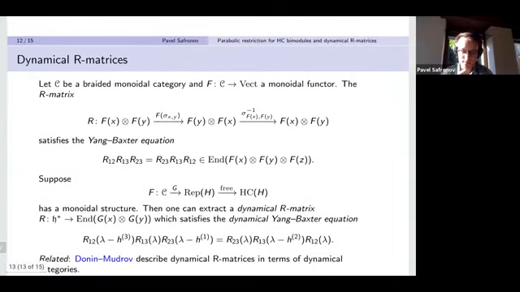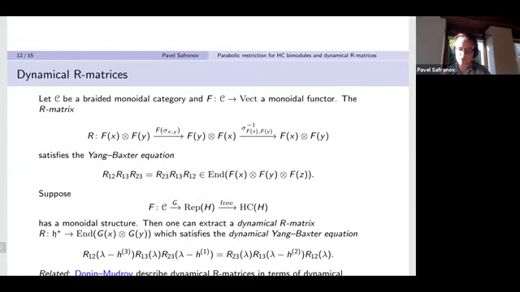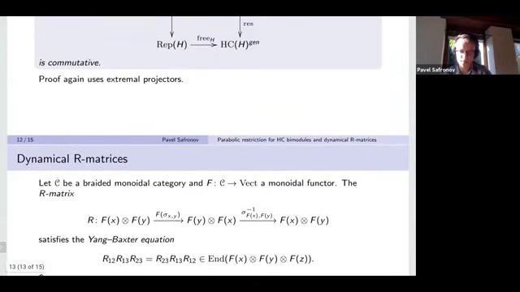All right. So I said the motivation was to understand something about dynamical R-matrices. So let me say where they appear. Okay, let me begin with the story that I already mentioned. You have a braided monoidal category C and a monoidal functor into Vect. Then you can measure how this functor F fails to be braided.